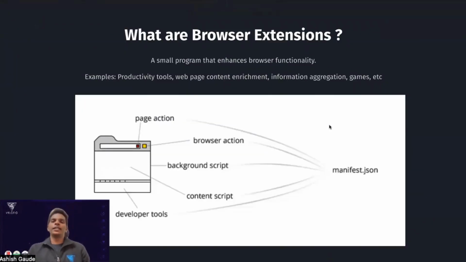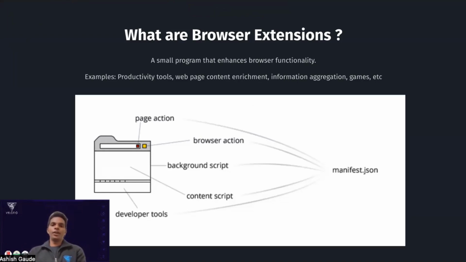So, what are browser extensions? Basically, browser extensions are small JavaScript programs that run inside the browser and improve the browser's functionality. Extensions can be in the form of page actions, browser actions, context menu extensions, as in, when you right click on any web page, you get additional options, right? Those are context menu extensions, and normal extensions.